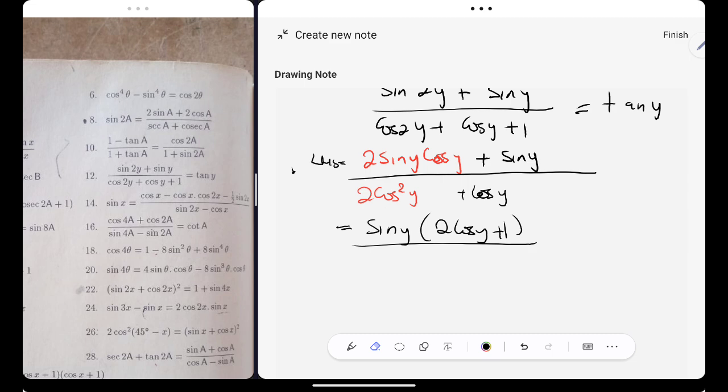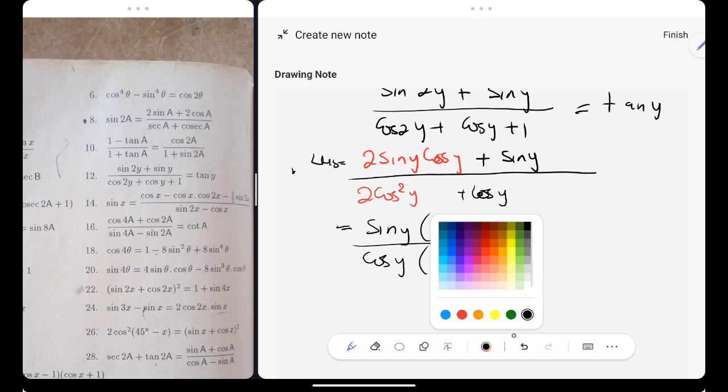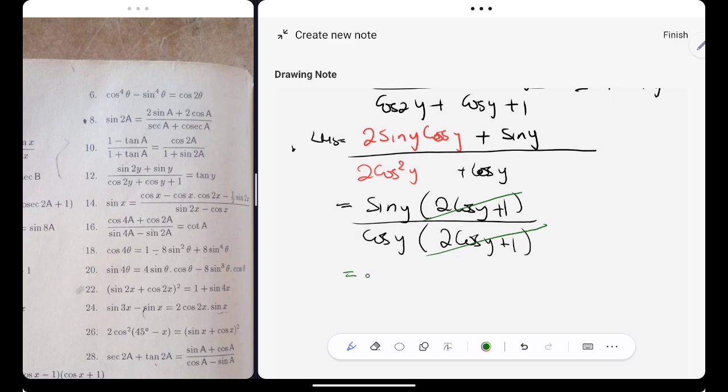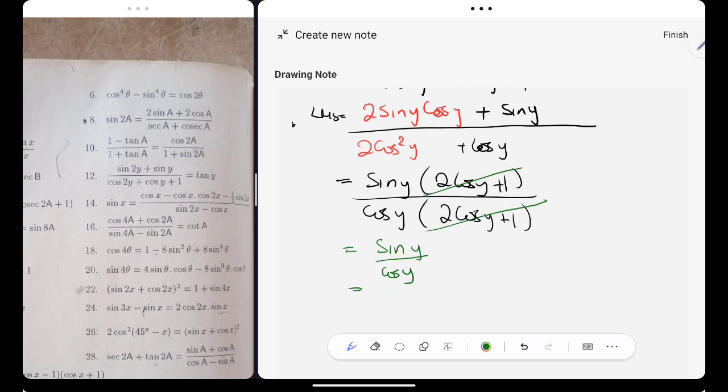I can simply erase the y's, and then I'll be left with 2 cos squared y plus cos squared. I can take out the cos y as my common factor. I'll be left with cos y plus 1. And then this will cancel with this one, and I am left with sine y over cos y, which will give me the tan of y.